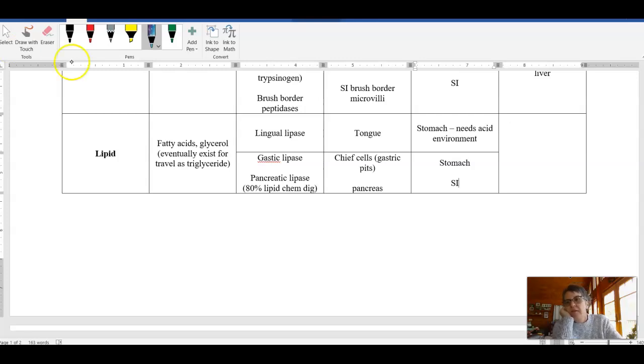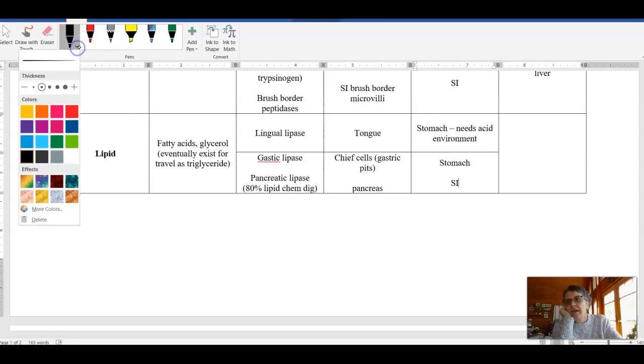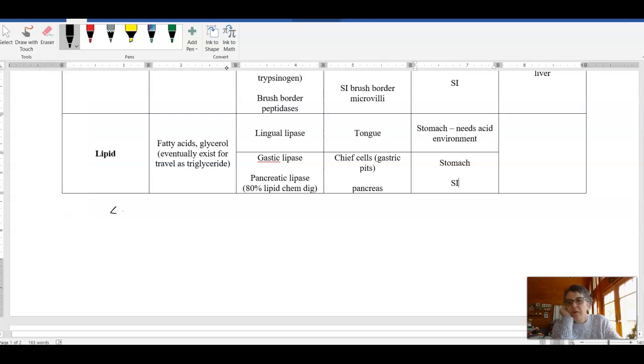Where's my pen? Hello. I'm going to go with black. Okay, so lipid absorption. Of course, it's on the last one, and I'm finally writing better.